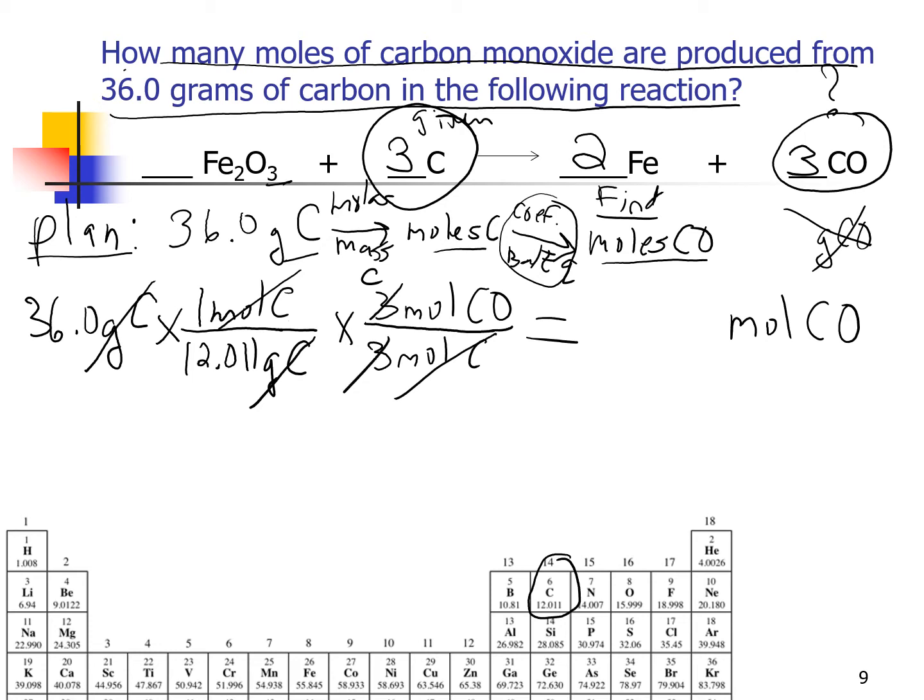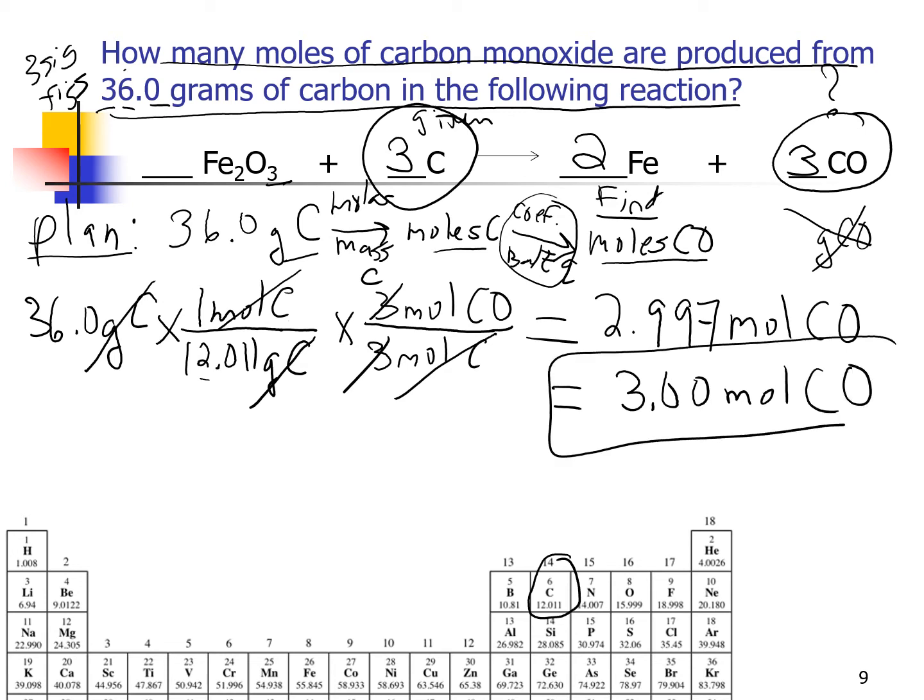And now we just have to do 36.0 divided by 12.011, and that will give us 2.997. And then we want to check our sig figs. We have 36.0 given to us. That is 3 sig figs. So our final answer should have 3, so we'll need to round this number up. This will be 3.00 moles of carbon monoxide that can be produced from 36 grams of carbon.